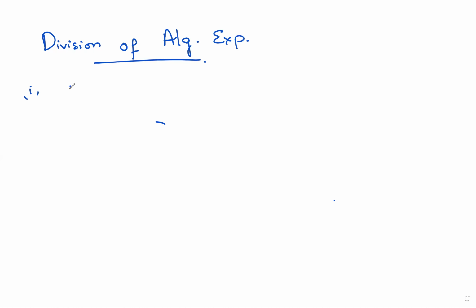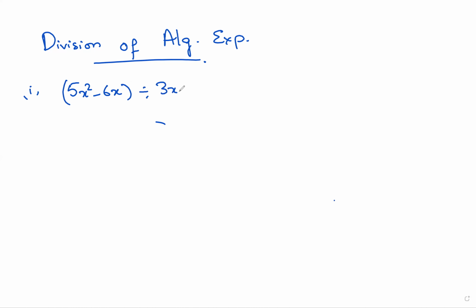So it is division of, everybody please listen. It is division of algebraic expressions. Let us see one more example. For example, when we have 5x square minus 6x divided by 3x.